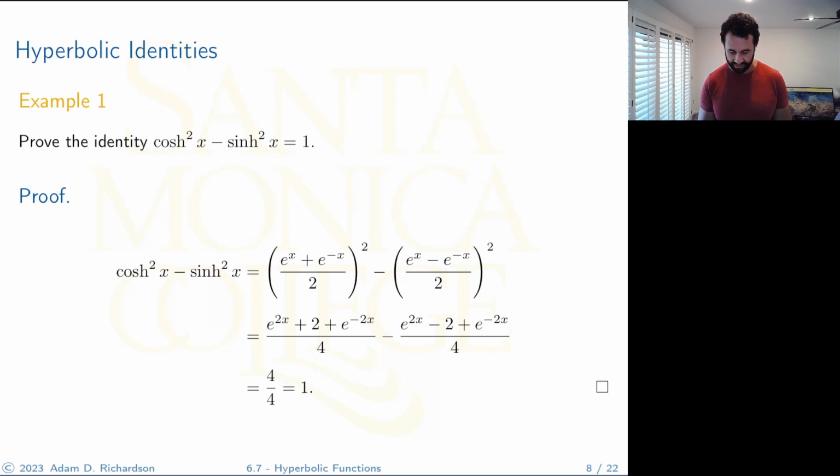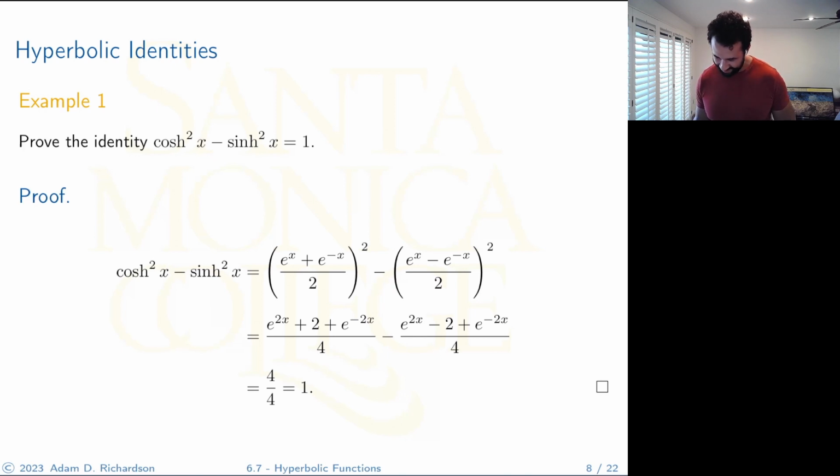The algebra is not too bad. You just FOIL out the numerators. And then you'll get some really nice simplifications and some cancellations. The e to the 2x's cancel. The e to the negative 2x's cancel. And then here you're going to end up getting 2 plus 2. Remember, there's a negative right here, so this is negative 2. So you get 2 plus 2 equals 4. Then for the denominators, those are both 2 squared, which is 4. So we get 4 over 4, which is 1. And there it is. There's the proof.